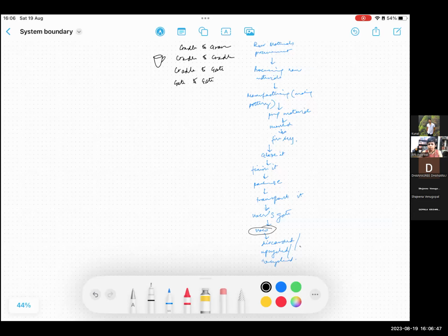So there is a cycle happening, right? So that is just a confusion. See, after the product is spoiled, you can do whatever you want with it, but it will not be included in cradle to grave analysis, is all I'm saying. Cradle to grave means when the product is dead.